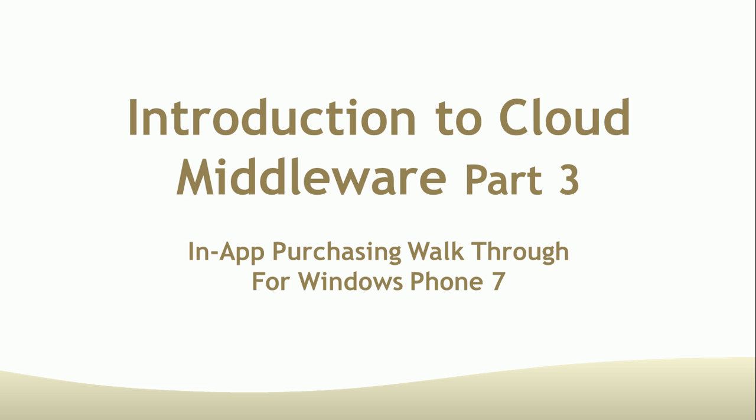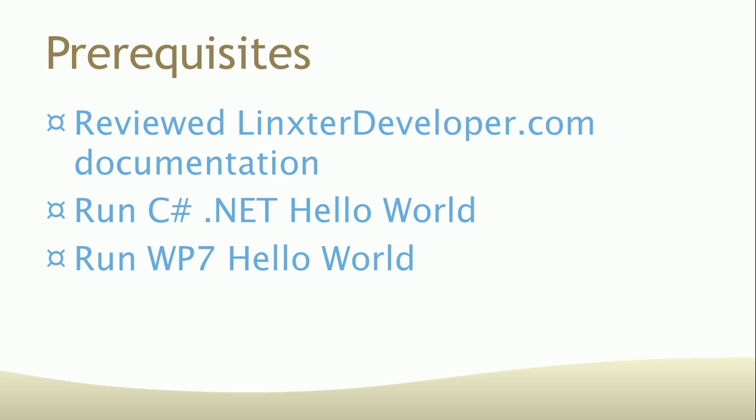In this demo, I'm going to be walking you through how to enable in-app purchasing in a Windows Phone 7 app. As for prerequisites, I hope you've had a chance to review the documentation on linksterdeveloper.com and that you've also run the C#.NET Hello World and then the Windows Phone 7 Hello World. And the reason you should do the C#.NET one first is because it's the most basic app. It's a console app. And you should run that before moving on to Windows Phone 7 because as a mobile app, additional things are introduced.